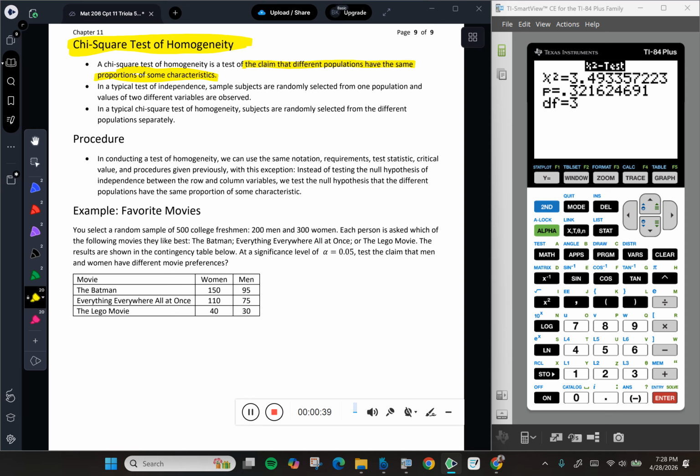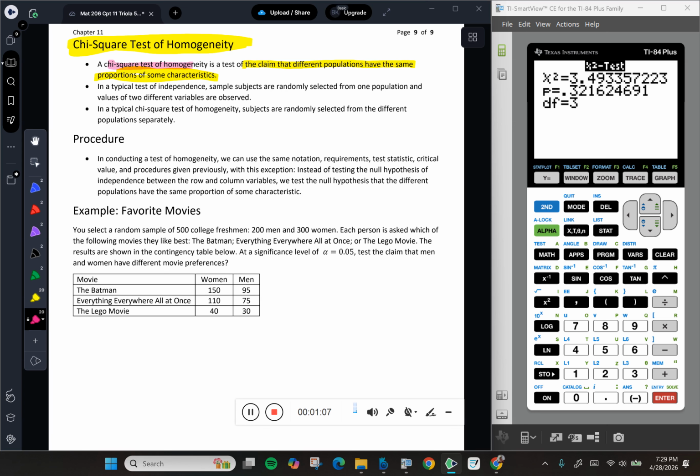In this one, in the test for homogeneity, we are going to assume that we have two different populations measured against the same variable, and we want to see if the results are the same or if the results are different. If they're the same, then the test for homogeneity would say that the two populations have the same proportion for those characteristics. And if they're different, we would say the two populations are different.